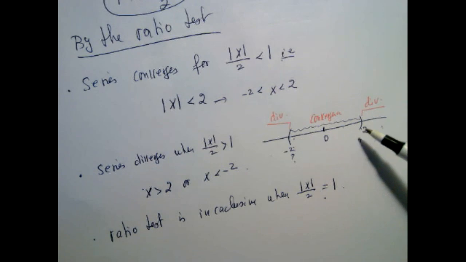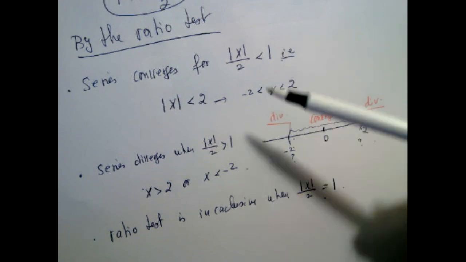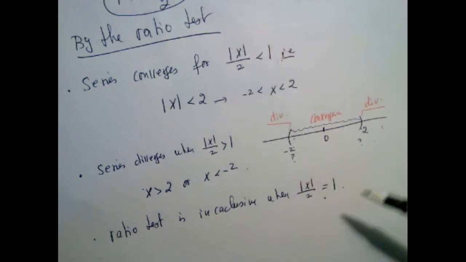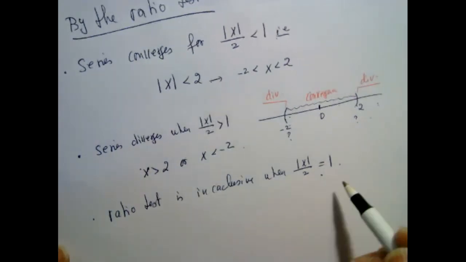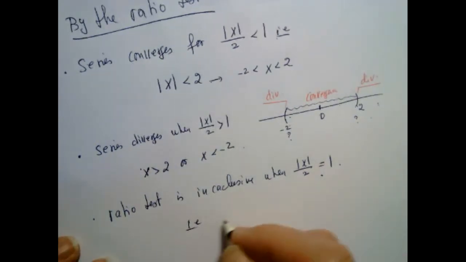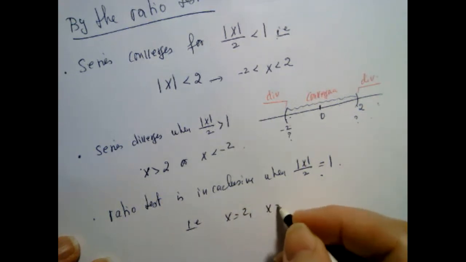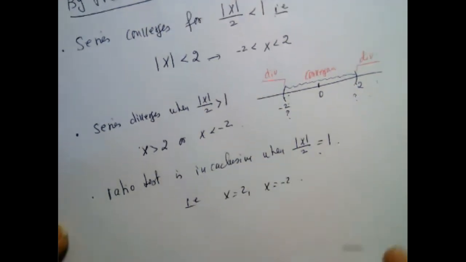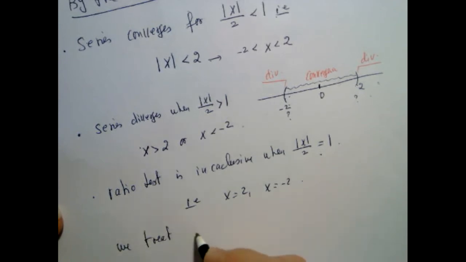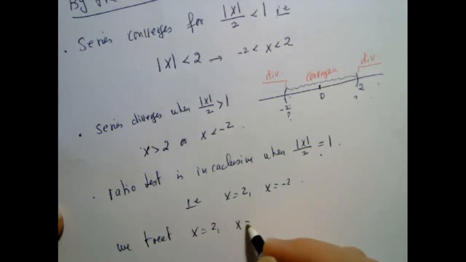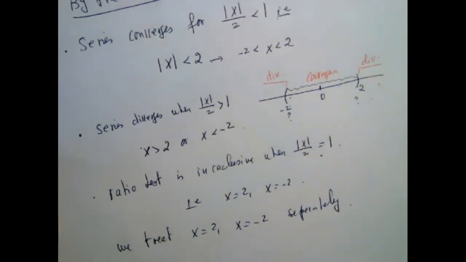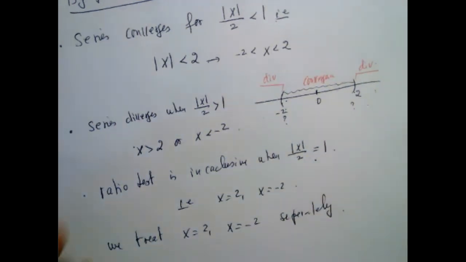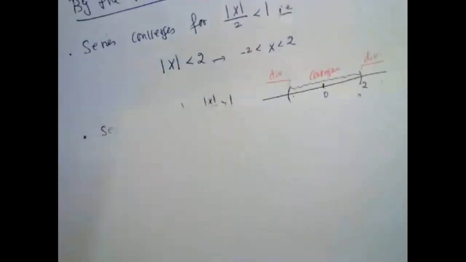It means if I plug 2 into the series and I use the ratio test, I'm going to get 1. So now how are we going to handle this? The ratio test is inconclusive when x equals 2 and x equals -2. So we treat those two points separately, because the ratio test doesn't give me a result. So what do I mean by treat them separately? We do it like this.